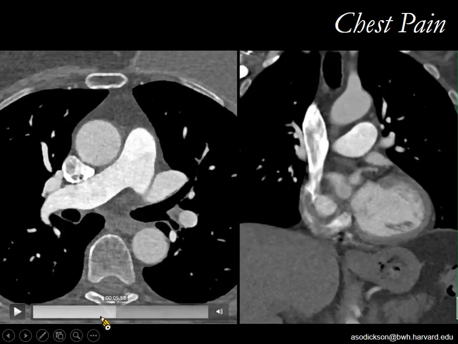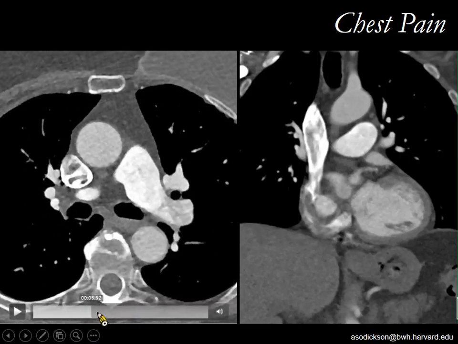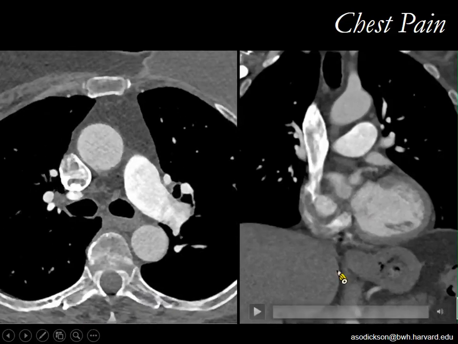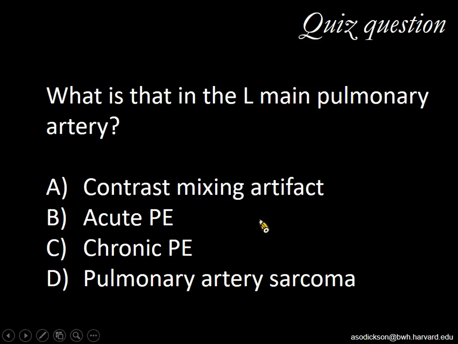So here we have another pulmonary embolus CT, and this is a quiz question for you. What is this in the left main pulmonary artery? Here it is now on our sagittals. You can see that there's a change in the opacification here. What did I give you as options? Is this contrast mixing artifact? Is this an acute PE? Is this a chronic PE? Or is this pulmonary artery sarcoma? Vote. Quickly, quickly. I don't have much time.